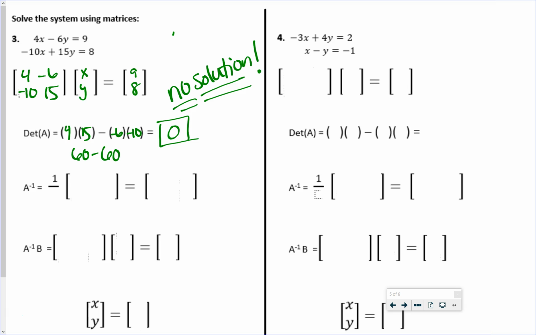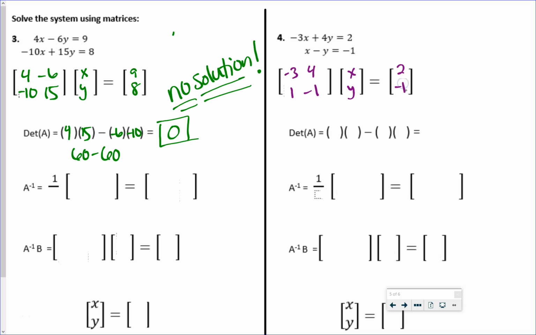Let's go to Jacob. All right, Jacob, what is my matrix equation? What's matrix A? All right, popcorn, please. What is my variable matrix? X and Y. Popcorn. Colin, what is my constant matrix? 2 and negative 1.